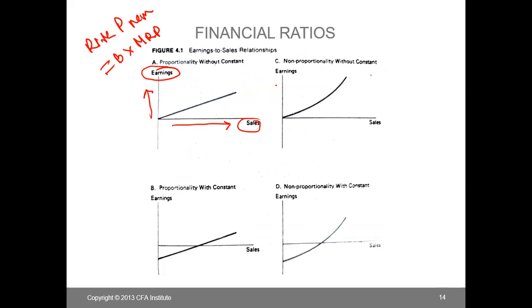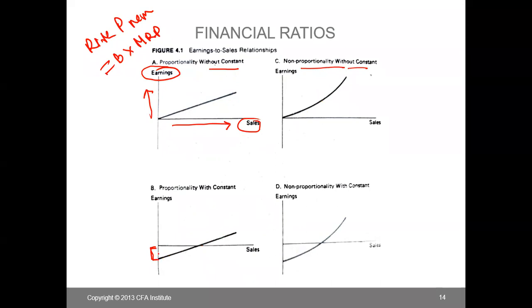But you see that it is possible that there is a non-proportionality without constant. We are expecting that the changes in earnings will be solely explained by the sales. But here you see that there is no proportionality because we are not getting a linear relationship. And here the line is linear, but we are getting a negative constant.